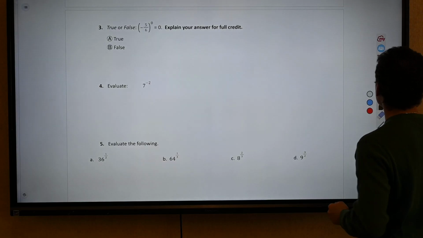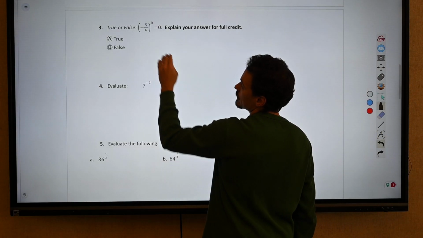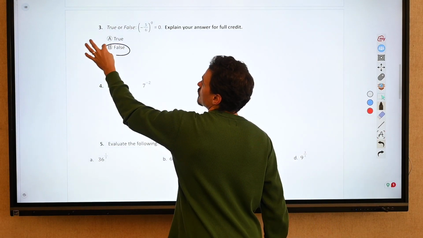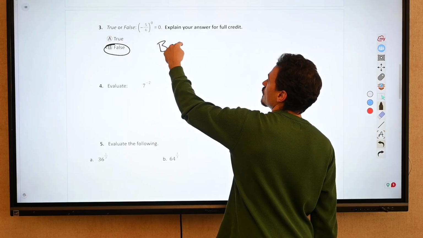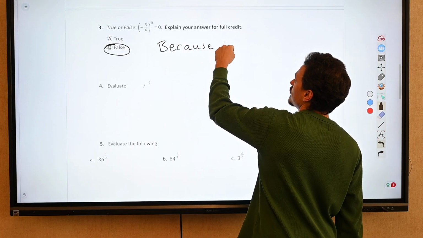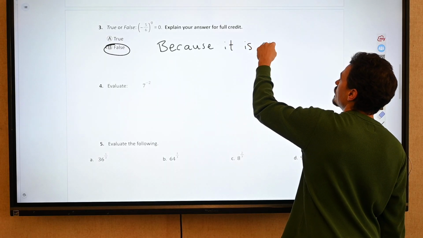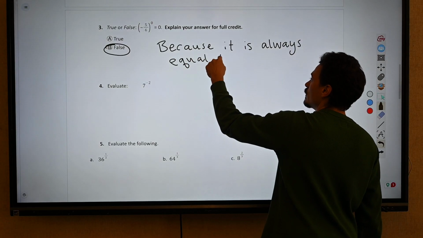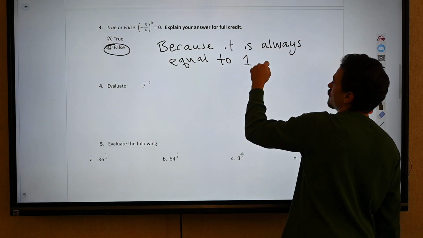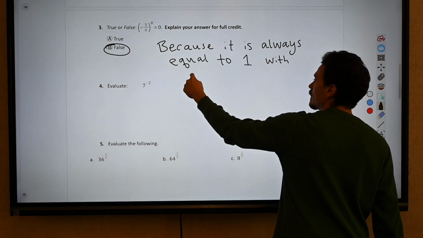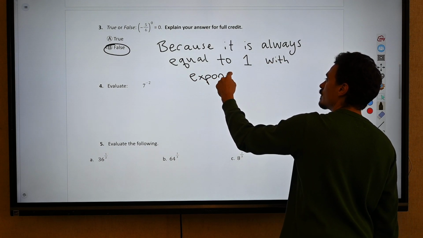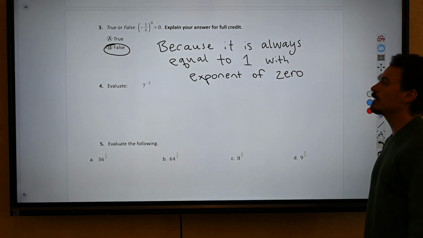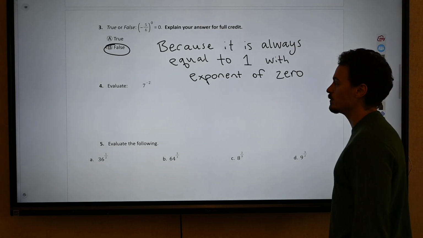Number 3, true or false? That fraction raised to the 0 exponent is equal to 0. This is false, because it is always equal to 1 with an exponent of 0. Okay? So whenever you have an exponent of 0, it equals 1.